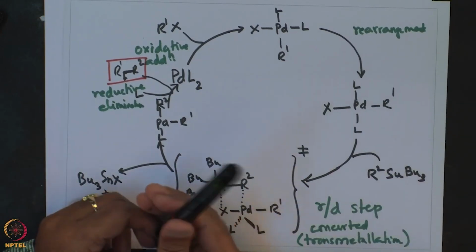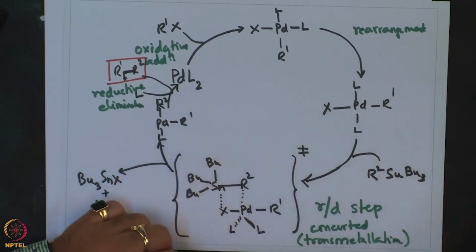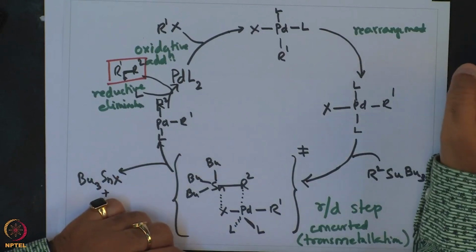Now, this is sort of similar to what one sees in Suzuki as well, because there too there are 4 steps. One is oxidative addition, transmetallation, rearrangement, and then reductive elimination. In this case, it is oxidative addition, rearrangement, transmetallation, and reductive elimination. So, basically these 4 steps are quite similar to the elementary steps that have been observed for the Suzuki coupling.